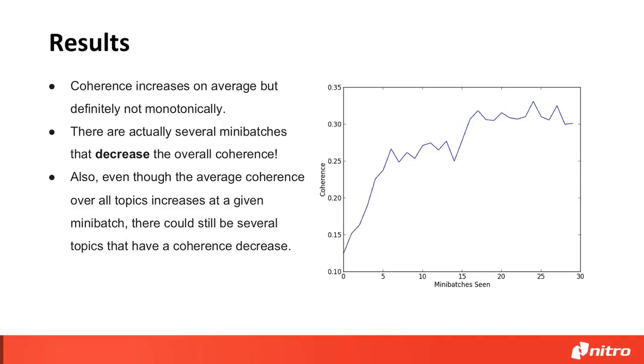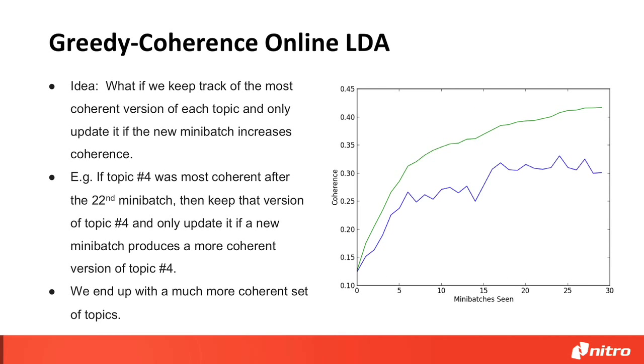So this gave us the idea of, what if we could simply track the most coherent version of each topic that we've seen so far, and only update it if the next mini batch increases the coherence of that topic. This led us to this greedy coherence online LDA. The green line there shows these greedy topics that are monotonically increasing in coherence by design. And as you can see, at the end, we end up with a set of topics that are much more coherent than if we had just run online LDA normally.